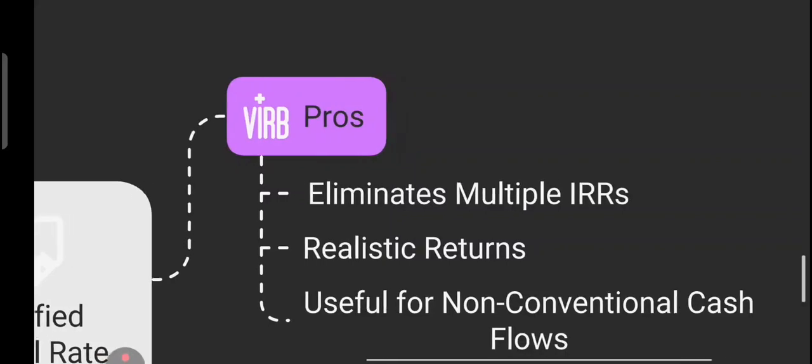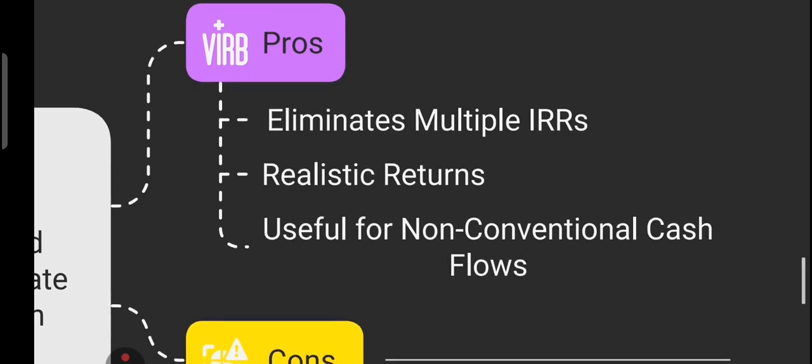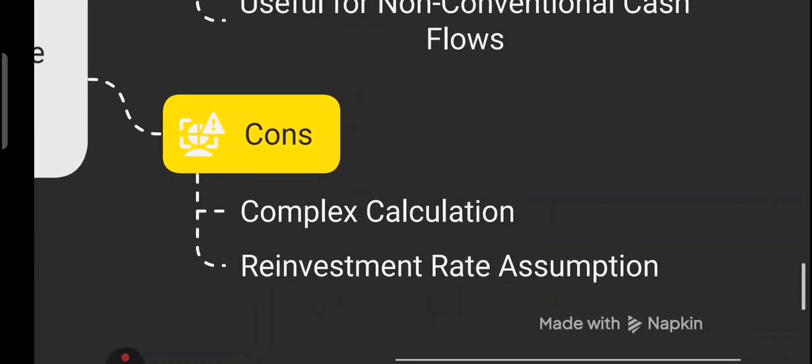If you talk about the pros, the advantage here is that it will eliminate the concept of multiple IRR. In the case of IRR, if it is non-traditional cash flow, we used to get multiple IRR. It often confuses us, but this confusion is totally eliminated by using MIRR, which does not have multiple IRR, and it offers realistic return assumption. It is perfect for projects with non-conventional cash flow, but be aware there are some limitations also.